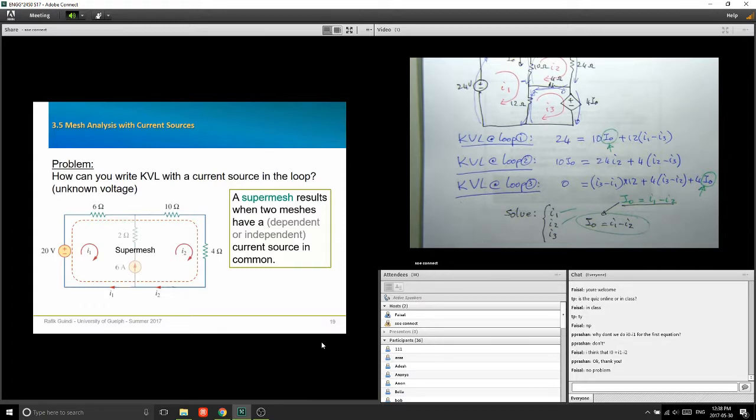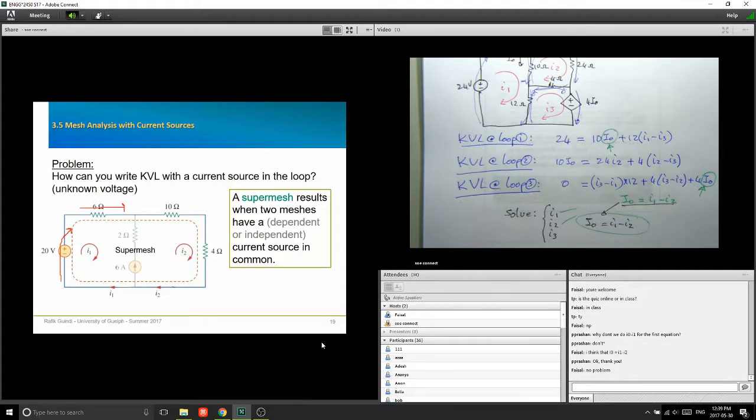So let's see. If I'm starting here and I'm going like that. My laser pointer is not functioning too good. If you're starting from here and you're going like that, what do you have? You have a voltage rise of 20 volts, right? Okay. And then I'm going to go from here to here. What do I have? I have a voltage drop of 6I1.